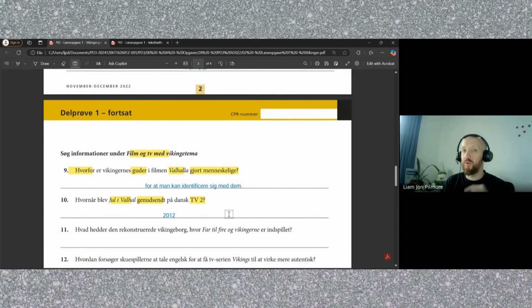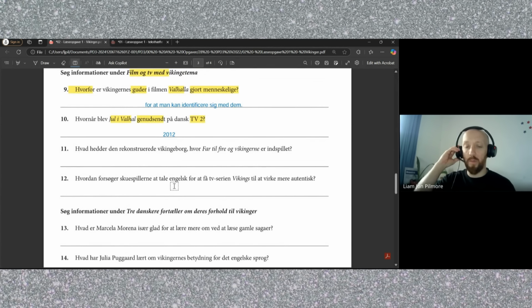Oh yeah, we're almost there, friends. Number 11. Hvad hedder den rekonstruerede vikingeborg, hvor Far til 4 og vikingerne er indspillet? Okay. Pretty straightforward one this time, right? What is the reconstructed Viking fort called? Hvad hedder det, hvor Far til 4 og vikingerne er indspillet?